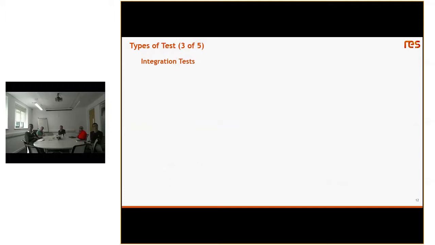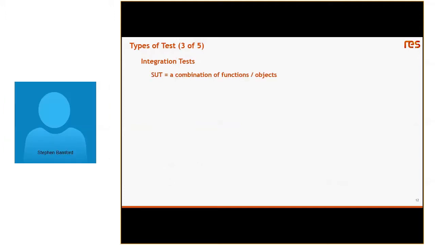So the second level is integration testing. For integration tests, you're testing a combination of functions or objects, and you're testing the interaction between them. So if, say, you've got one function that calls something else and that makes a call to the third thing, you're testing how those three objects are working together and making sure that they are working together as expected. Again, it's functional testing, so you're testing the result that's created when you run one of those functions.